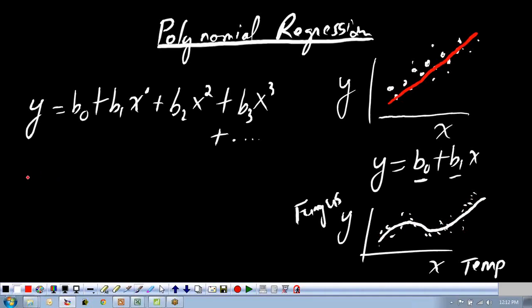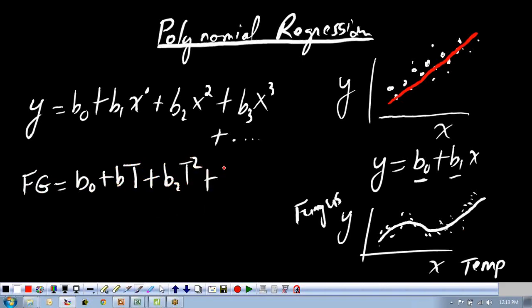So what we're looking at is fungus growth. I'll call it FG, and it would be equal to B0 plus B1 times temp to the first power, plus B2 times temp to the second power, plus B3 times temp to the third power, plus and so on. Okay? That's the model that we're fitting. So notice, we still only have one variable. We're just raising it to multiple powers and putting it into our equation.